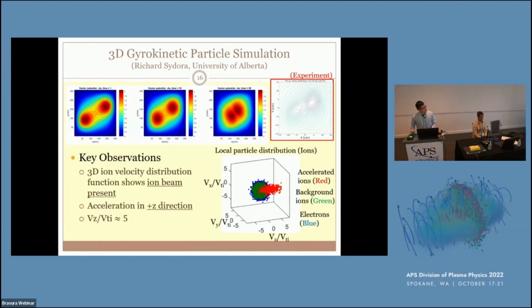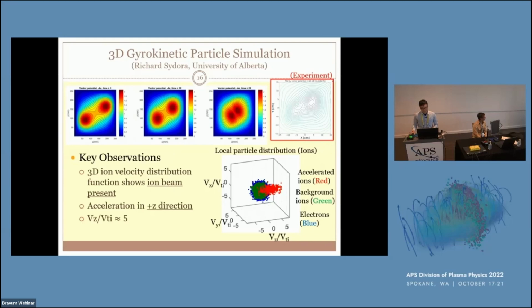Because in a simulation you can track the particles, we looked at the particles at the center of the reconnection region and tracked their velocities. We then plotted them in a three-dimensional particle distribution. This is what it looks like: Vx, Vy, and Vz. There are three different colors here. The red represents the ions that are accelerated. From this diagram, we can see that there is actually an ion beam being produced. This simulation uses parameters from our experiment, and we saw an ion beam, which also happens to be in the plus Z direction.